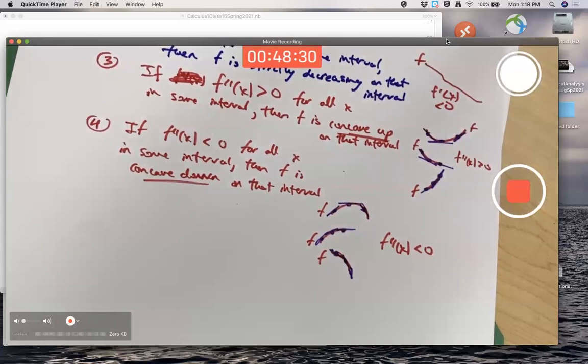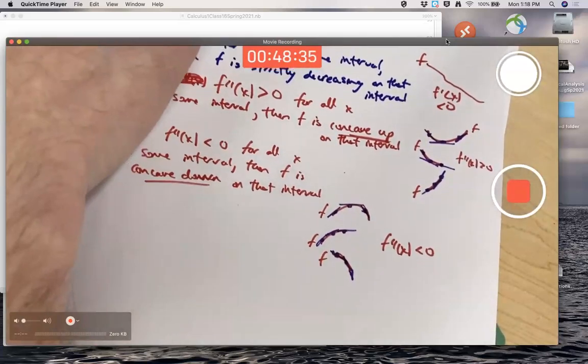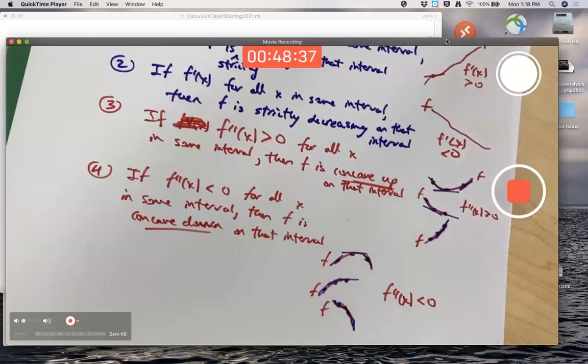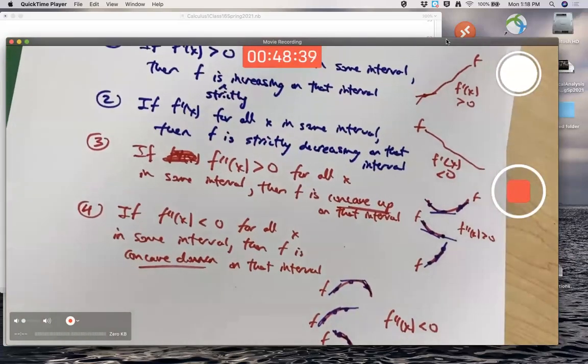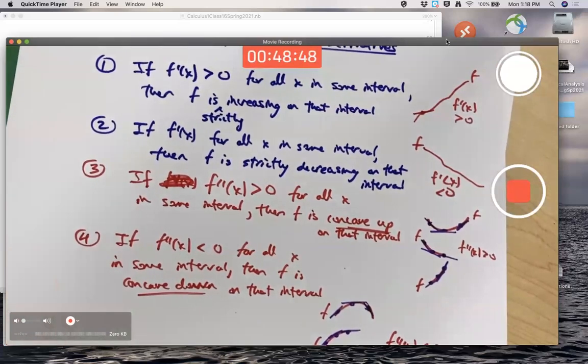Does that make sense? Can I clarify anything? Fundamental things to know from calculus right here. We'll do some examples here in a minute.